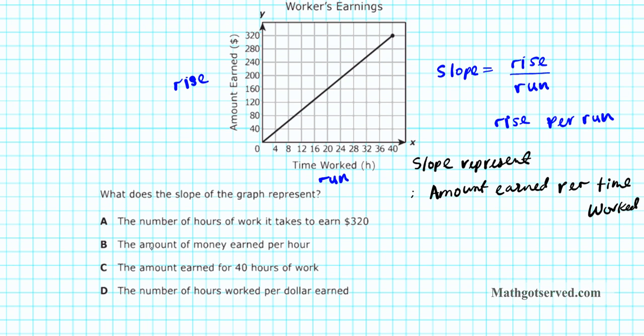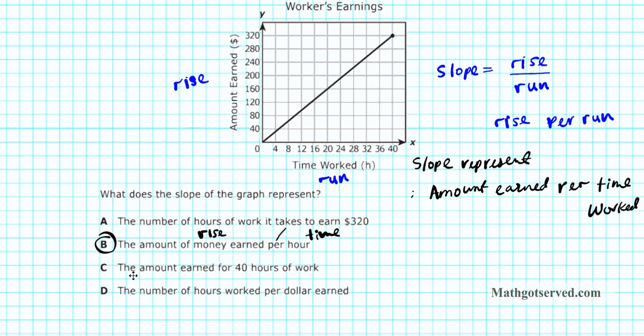So let's look at the options we have here and then see which one is consistent. So number 1, number of hours worked it takes to earn 320. That doesn't align with this description here. This is amount of money earned, rise, per, divided by hour. What is hour? Time. So this is exactly what we're looking for. Okay, so this amount of money earned is our rise, per is divide, hour is the time worked.